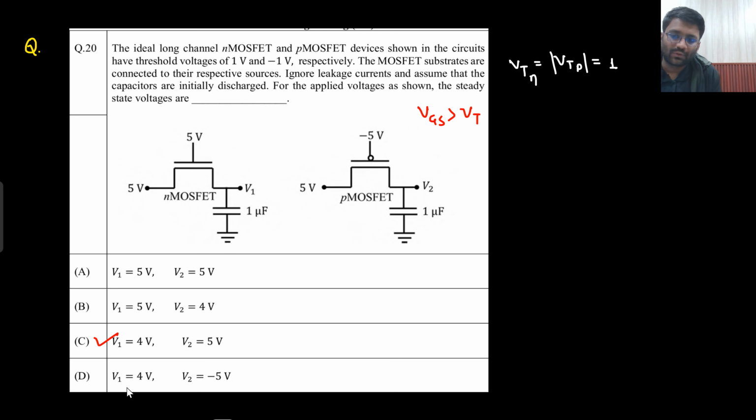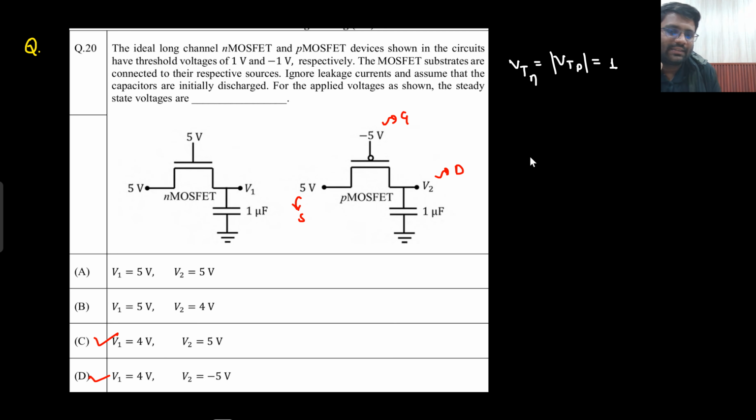What about this one? So 4 volt, this could also be the answer, no? So let's see what answer would be correct. Now let's go to the second one. Sir, what kind of circuit is it? PMOS. In case of PMOS, the one which is at higher potential will be the source. This will be the drain. Surely this will be the gate.